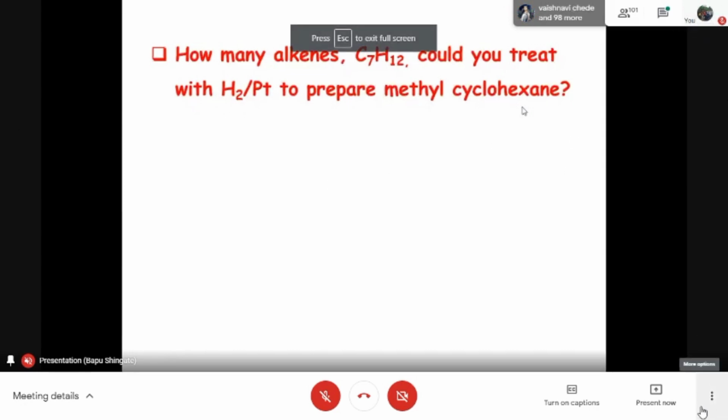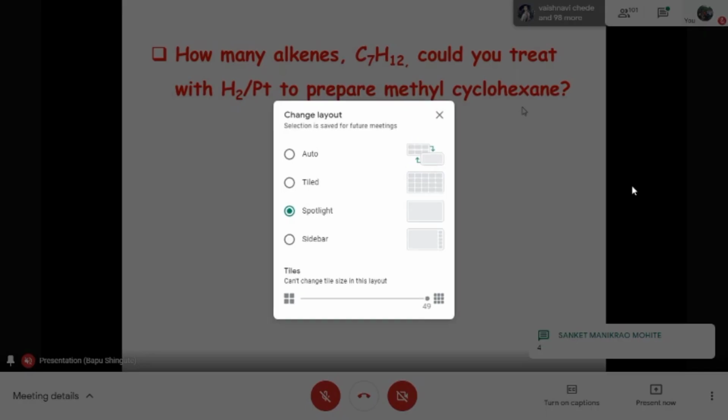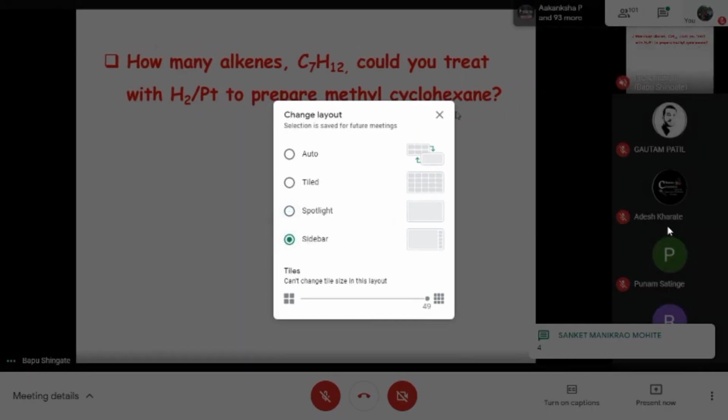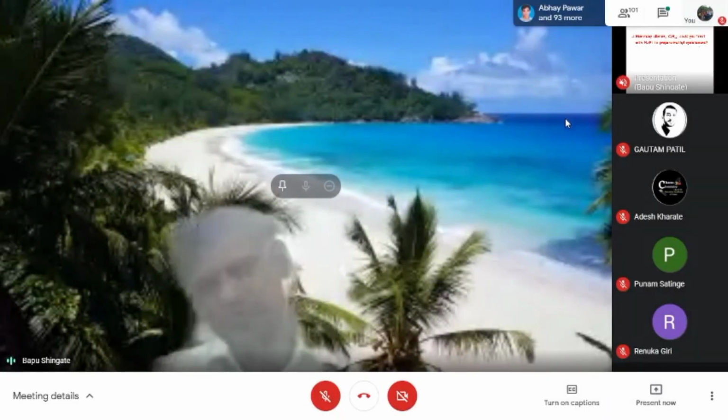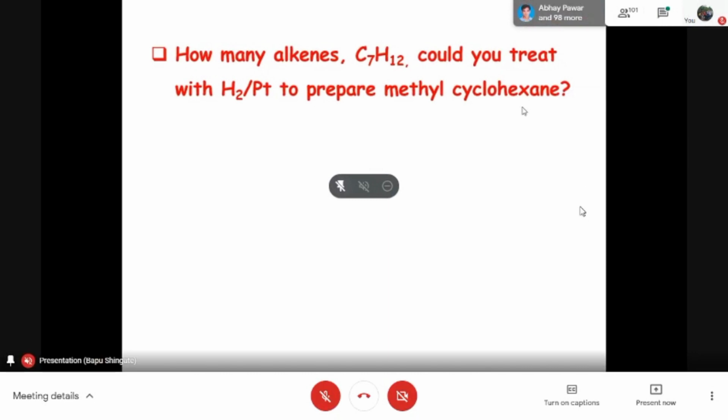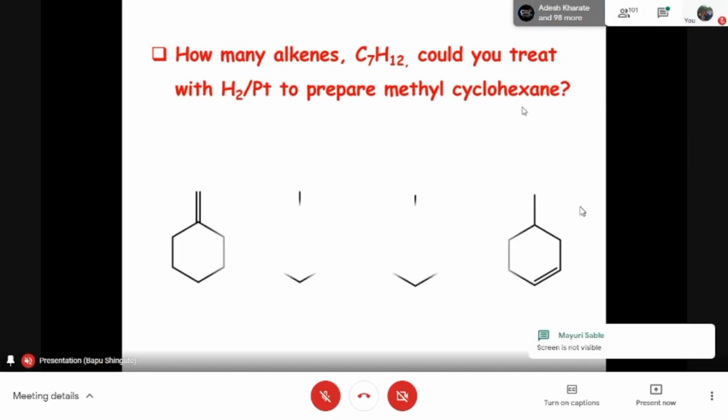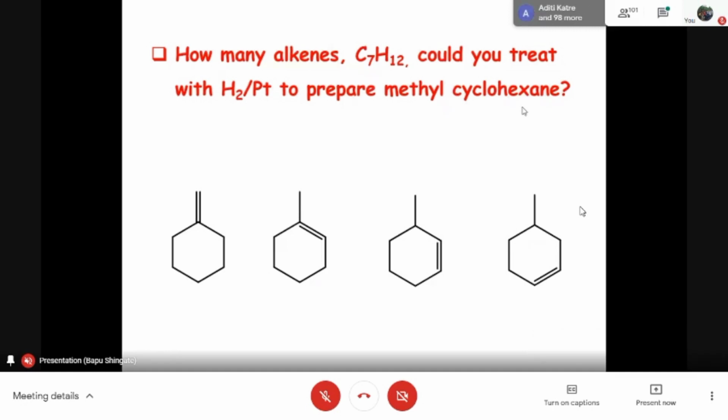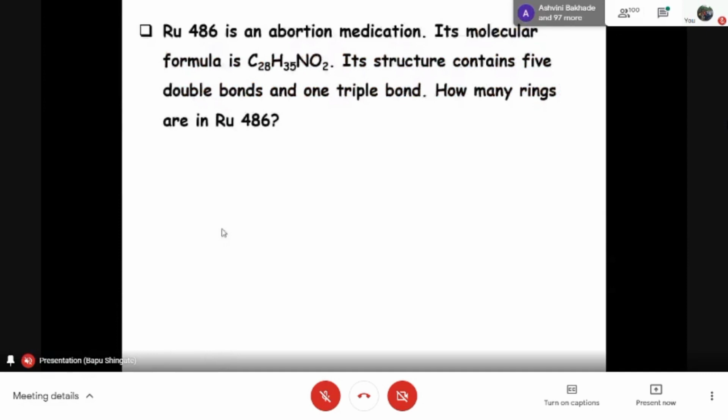Correct. And if the same question is asked in a university examination, write all four alkenes which, when treated with hydrogen and platinum, give methyl cyclohexane. Okay, see, this question is of 2 marks only. And here, see the alkenes: methylene cyclohexane, see, the exocyclic double bond is there. Then methyl and here a double bond, here at this position. After reduction of this one and this one, just reduction by means of H2/Pt gives methyl cyclohexane. Okay, we'll skip this one.